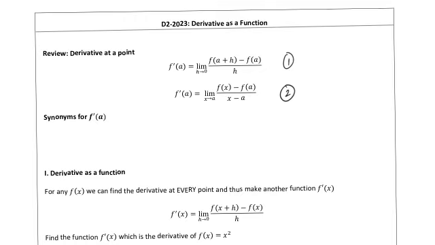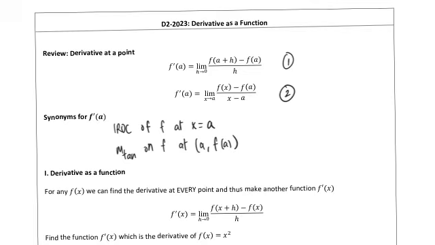Synonyms for f prime of a we learned last time are the instantaneous rate of change of f at x is equal to a, also the slope of the tangent line on f at x is equal to a, which means we're at the point a, f of a, right? So derivative, f prime, IROC, m tan, all of those mean the same thing.